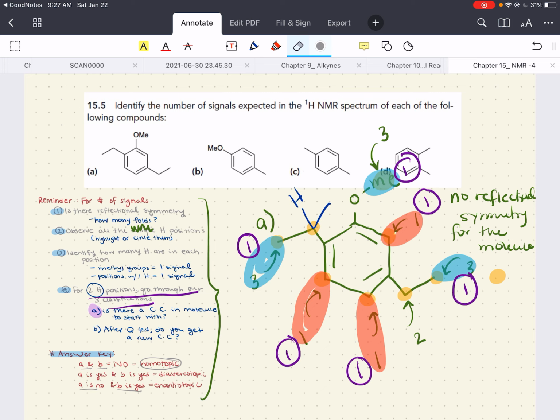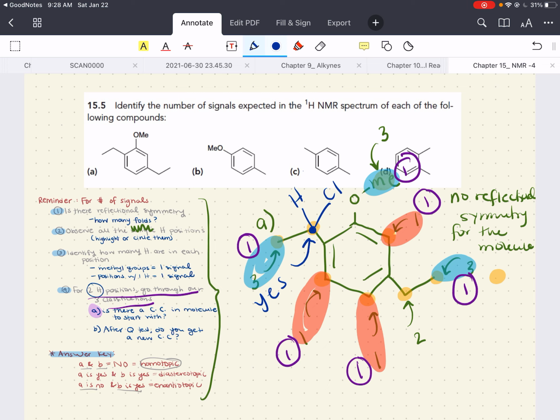one of those hydrogens with some other molecule or atom, is this going to yield a chiral center? Is this now a chiral center? The answer is yes, it is a chiral center. So there we formed a chiral center.